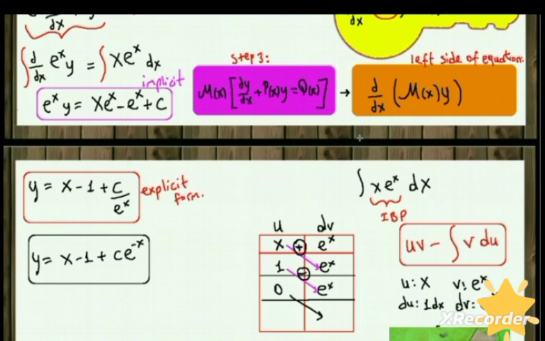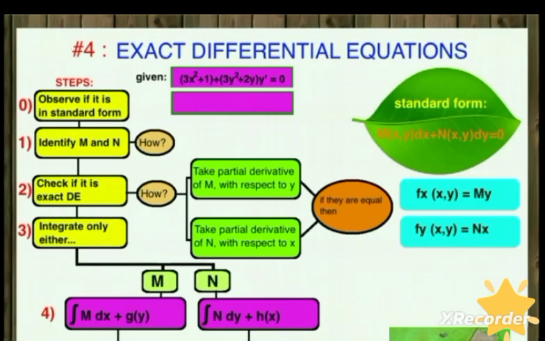That's it for method 3. Let's go ahead and see the last technique for linear ordinary differential equations. In our last technique, we're going to study exact differential equations. Exact differential equations are the equations in this form.